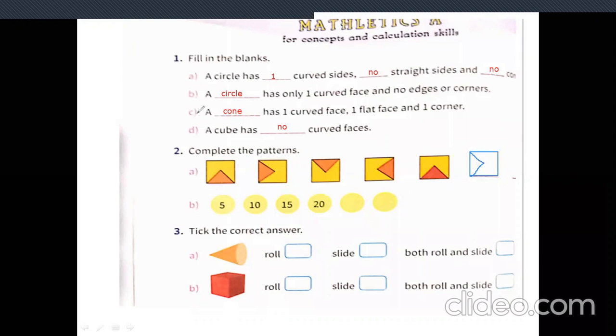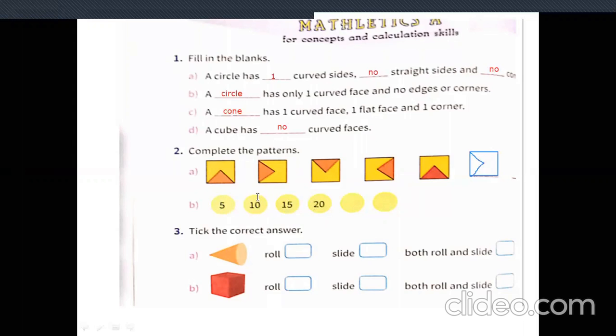Next. See this pattern. What is the difference? First number is 5. Next number is 10. So what have they added to get 10? With 5 they have added 5. We will see whether, if we add 10 and 5, 15 will come. 10 plus 5 is 15. 15 plus 5 is 20.